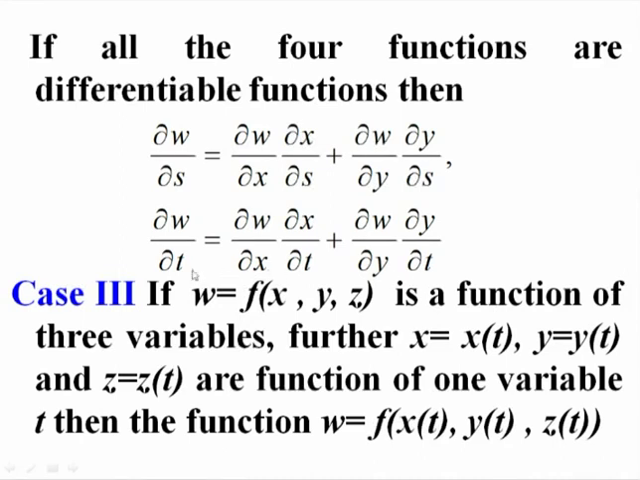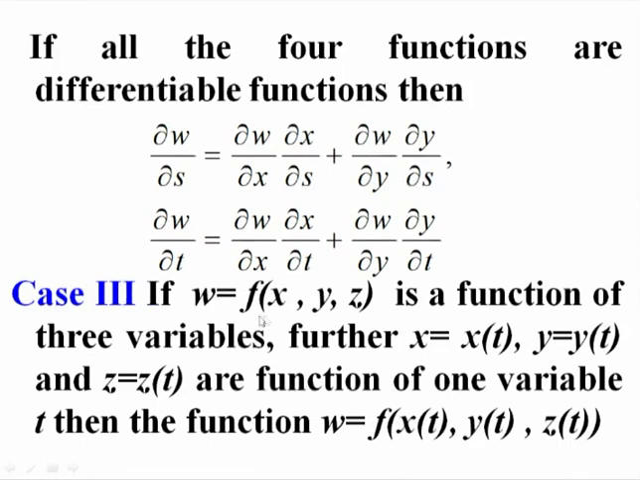Now we take another case. Suppose we have w as a function of three variables x, y, z, that is w is equal to f of x comma y comma z, and x is a function of t, one variable only, y is a function of t, z is a function of t. These are three functions of one variable. Then w and the three functions together make w a function of t. So we say that w is a composite function of t.